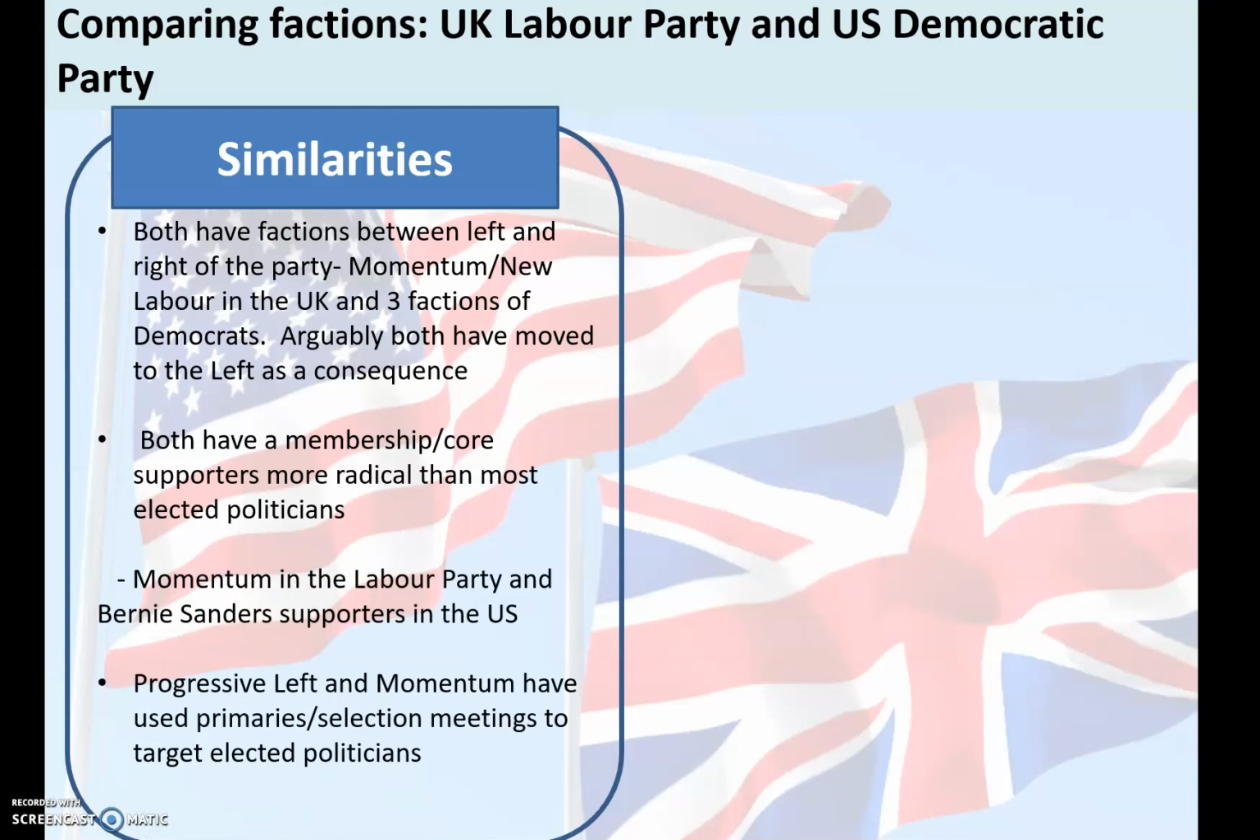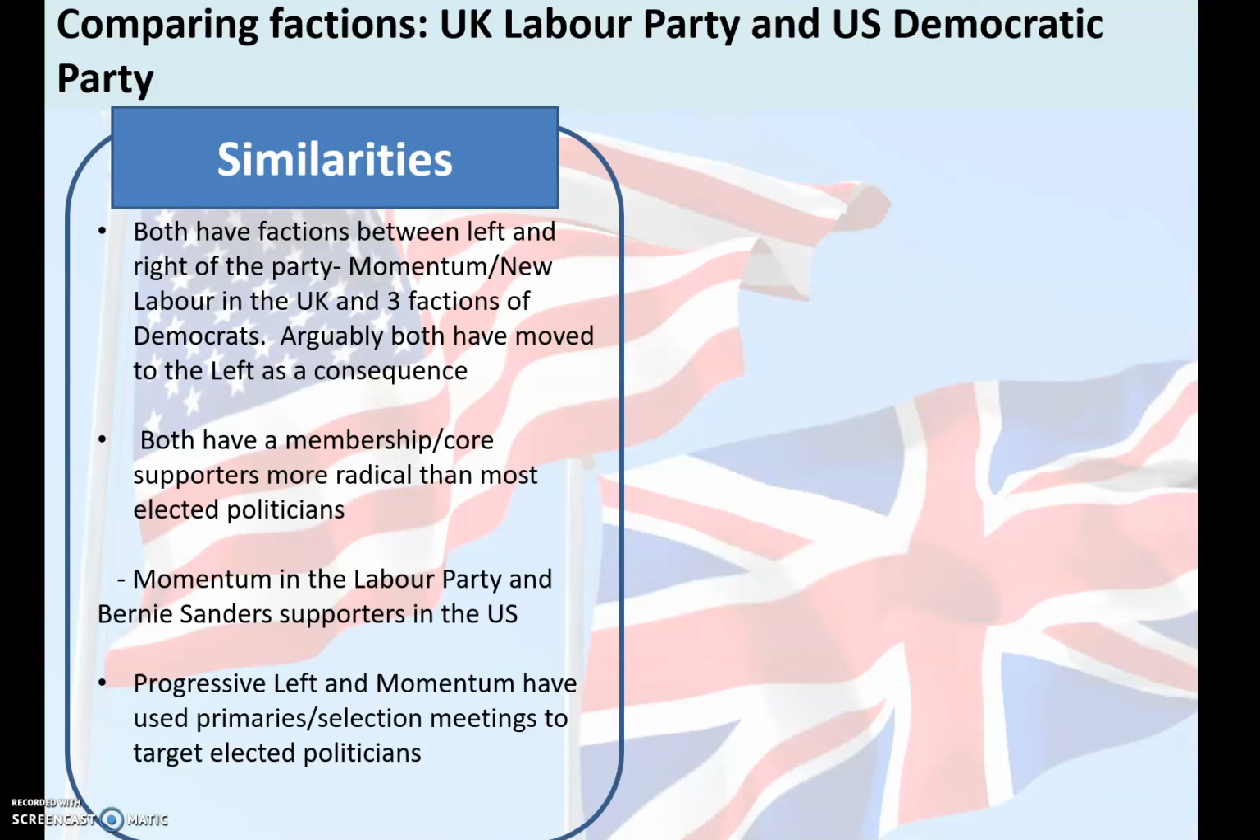And then thirdly, you could say that the progressive left and Momentum have also tried to deselect or remove moderates and replace them with themselves. So in America, because they have primaries for their congressional seats, the progressive left have actually used these primaries to try and remove moderate Democrats.